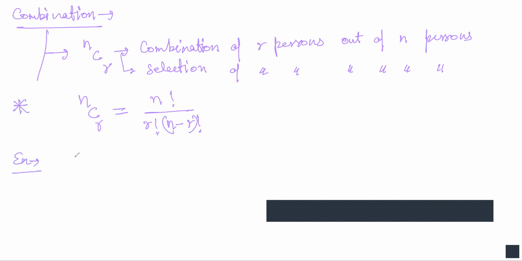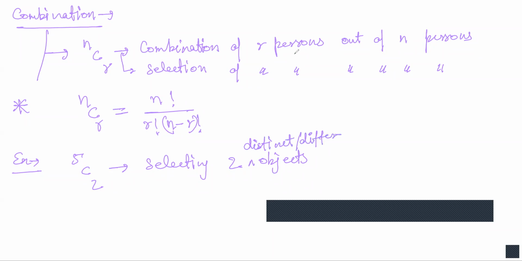So for example, 5C2. सबसे पहले तो 5C2 का मतलब क्या है? We are selecting two objects, or I should say distinct objects. Distinct माने different. Persons are always different. That is why I use persons. So selecting two distinct yet different objects out of 5.